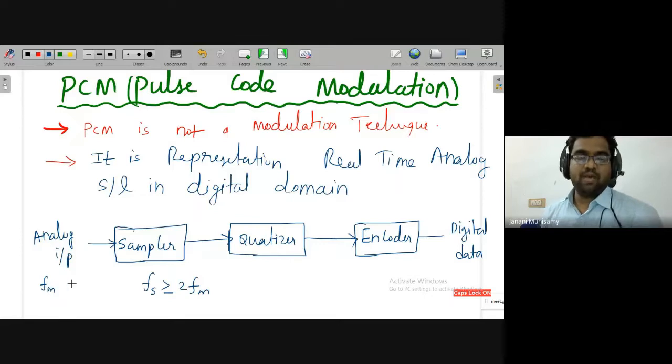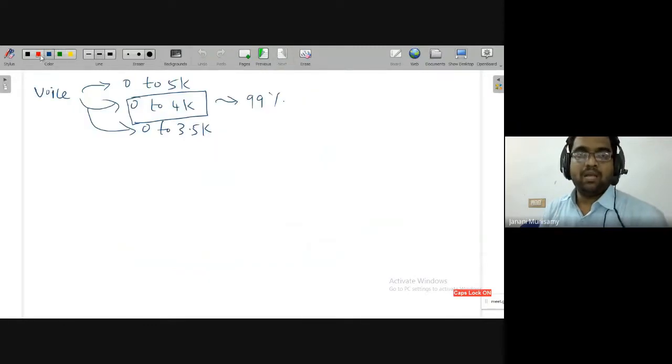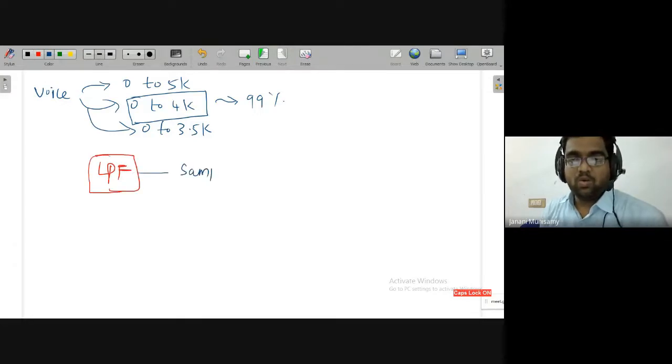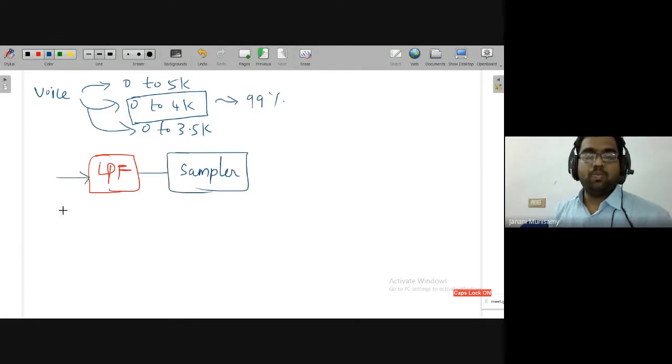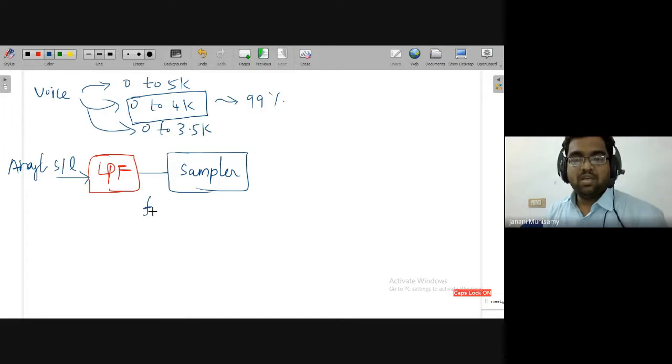So to fix Fm, I will be using one low pass filter. Before the sampler, there must be one device, and the device is the low pass filter. The low pass filter output only will be given to the sampler. So what is the job of this low pass filter? Some analog signal is coming, and this low pass filter will fix Fm, the maximum frequency available in the signal.